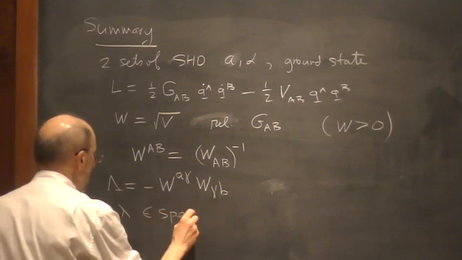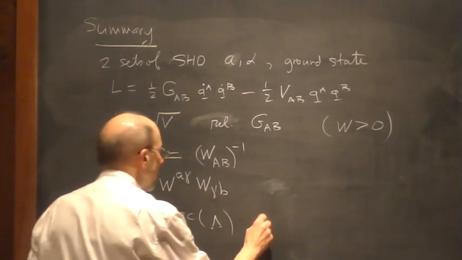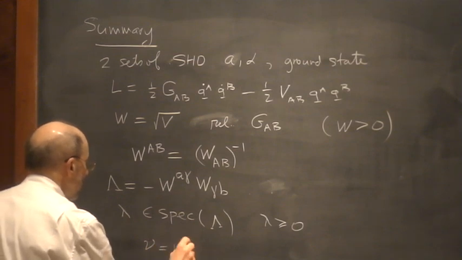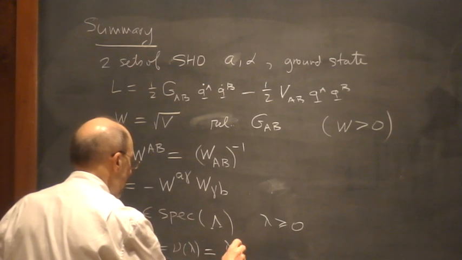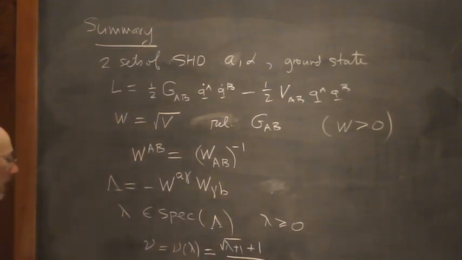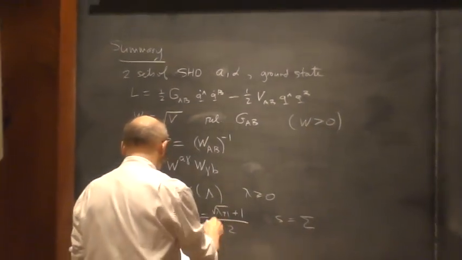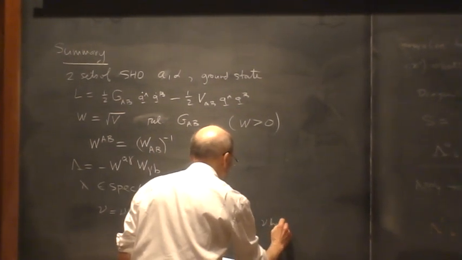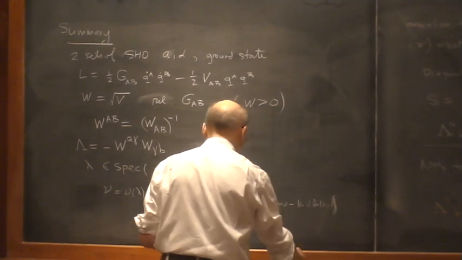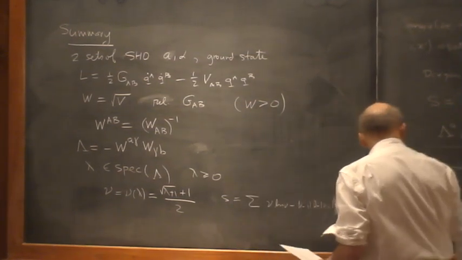Lambda ranges over the spectrum, that is the set of eigenvalues of the matrix lambda. And all of these, as I just said, are positive real numbers. For each one of them, we define nu as nu of lambda, which is the square root of lambda plus 1 over 2, and then S, finally, is the sum over all these lambdas, or now the sum over the nu's, of (nu plus 1/2) log (nu plus 1/2) minus (nu minus 1/2) log (nu minus 1/2). So that's the summary. That's everything that we've done really so far.